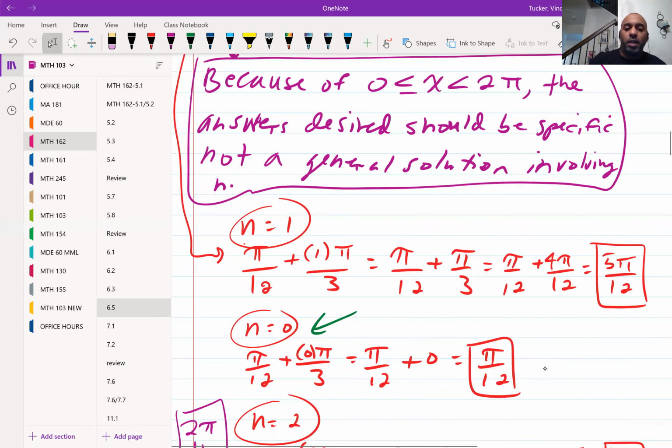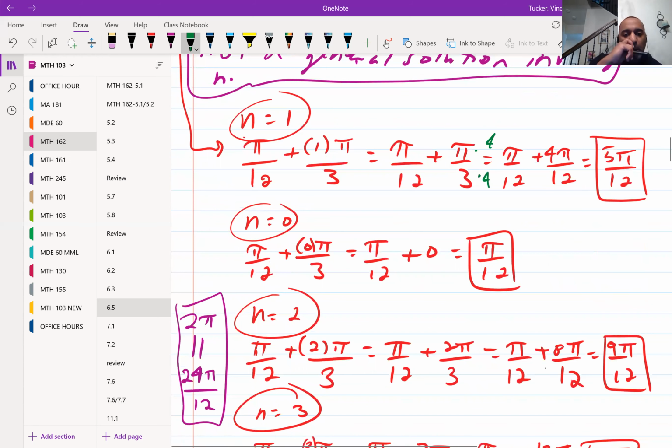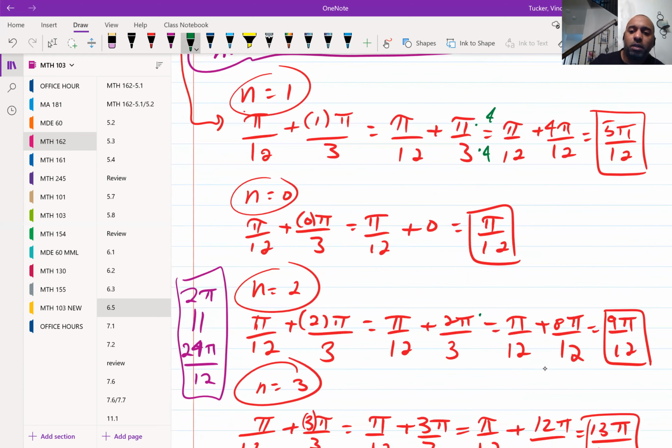So plugging in 0 for n. So 0 pi over 3 is just 0, so that's just pi over 12. Then plug in 1. That's pi over 12 plus pi over 3. Do your fraction work, multiply top and bottom by 4 in order to have common denominators. That'll be 5 pi over 12. Do the same thing for 2. Once again, multiply top and bottom by 4. End up giving you pi over 12 plus 8 pi over 12, which is 9 pi over 12.